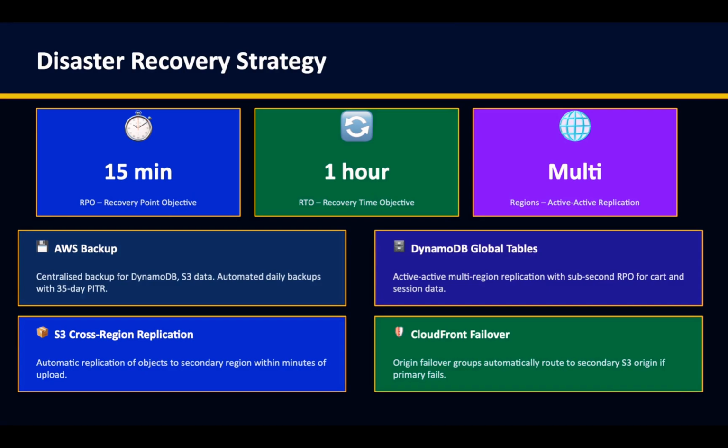For disaster recovery strategy, the client has two hard recovery requirements: a recovery point objective of 15 minutes and a recovery time objective of 1 hour. Let me explain how the architecture meets both. The RPO, the maximum amount of data we can afford to lose, is met by DynamoDB global tables because data is actively replicated across regions in near real time. Even in complete regional failure, we'd lose at most a few seconds of data, well within the 15-minute target.